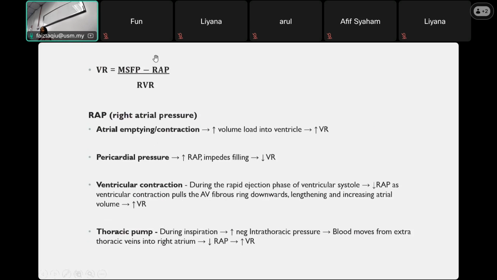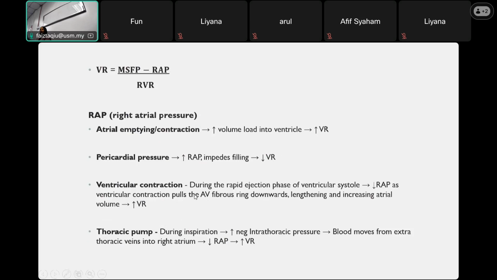So the right atrial pressure. What affects right atrial pressure? First is the atrial emptying or contraction. When the atria contract, it will increase the blood load into the ventricle and also increase the venous return. For the pericardial pressure, when the pericardium has pericardial fluid, it exerts pressure and subsequently increases the right atrial pressure and impedes the filling of the blood from the veins into the right atrium, and subsequently the venous return will reduce.